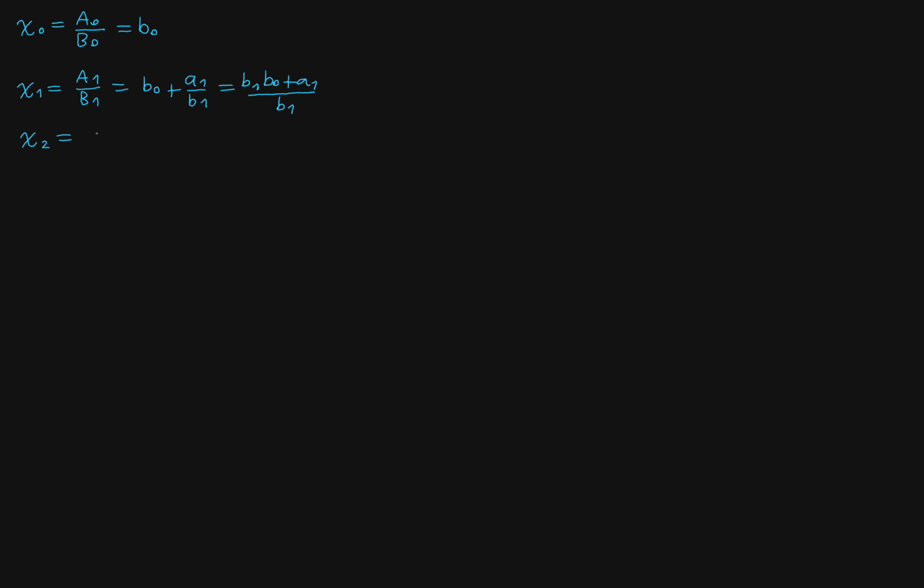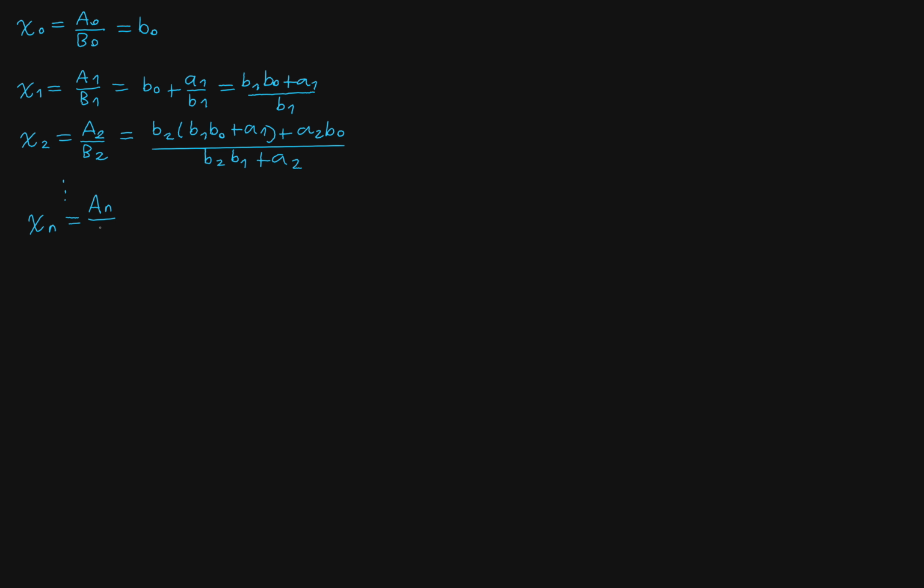With a similar method, you will see that the second convergent will be equal to b2 times b1 b0 plus a1, and then plus a2 b0, all over b2 b1 plus a2. Now in general, for the nth convergent, we will have a recurrence for each of these, the numerator and the denominator over here.